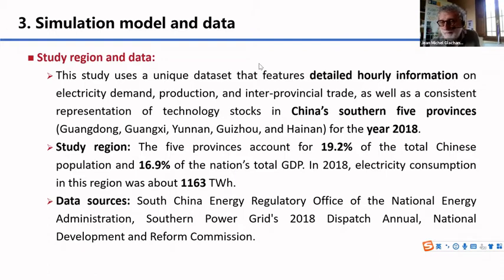We have Mr. Felix asking, is any of the Chinese regional wholesale power market competitive? And he's asking further, is the data for the Chinese power industry publicly available? The second question, the data is not publicly available.